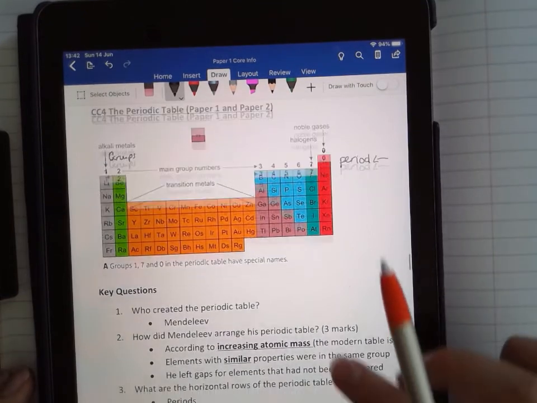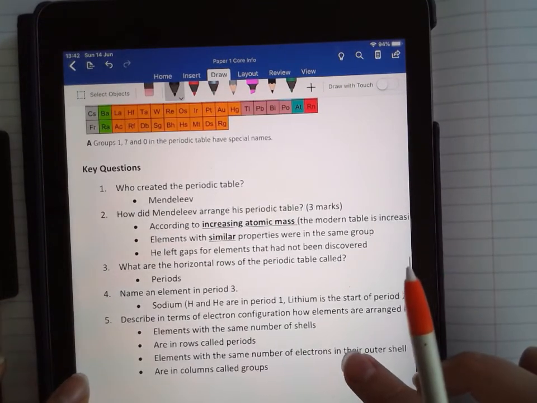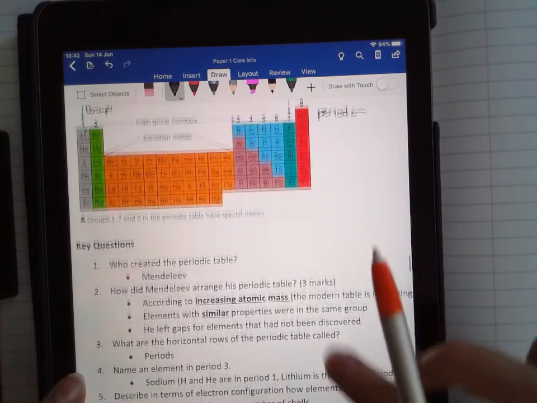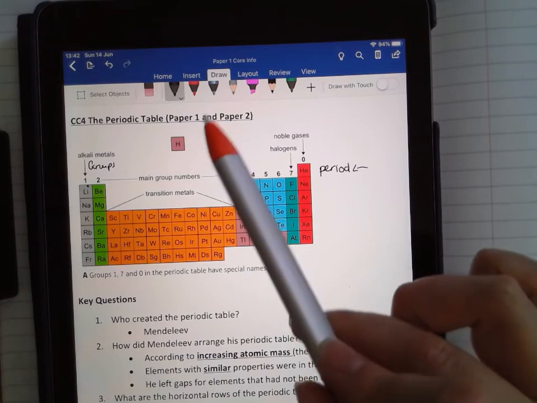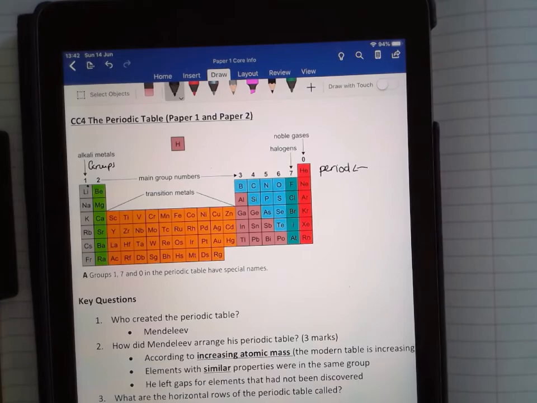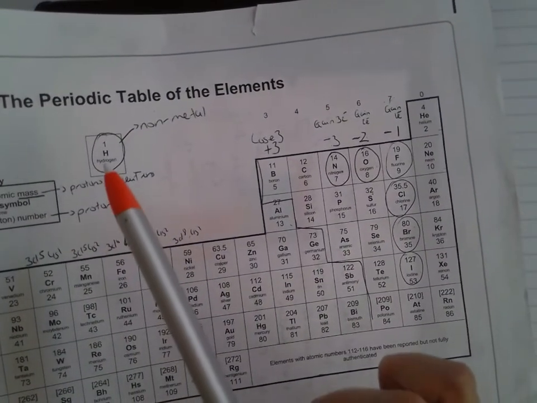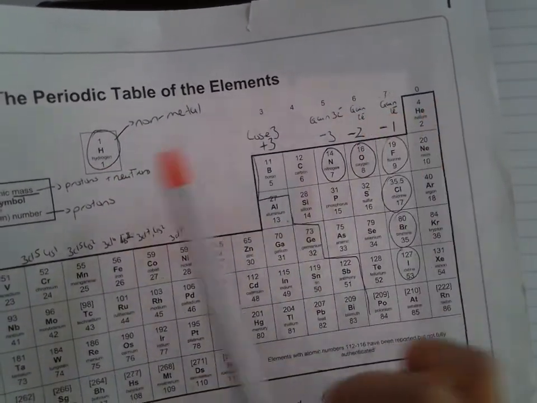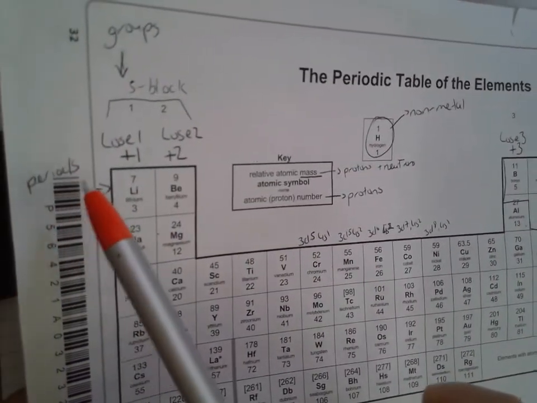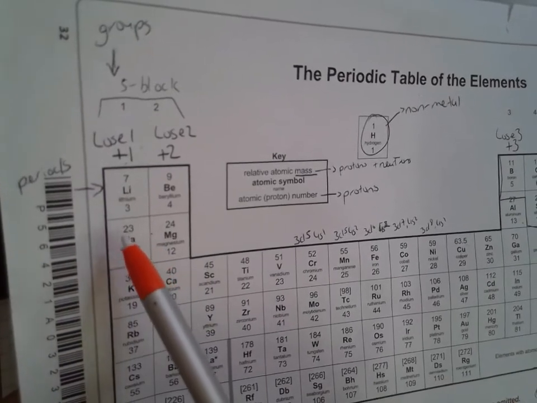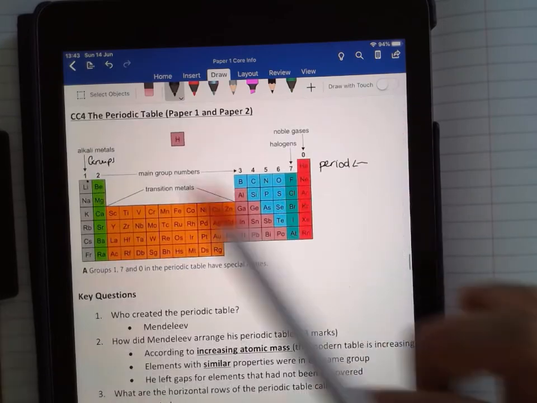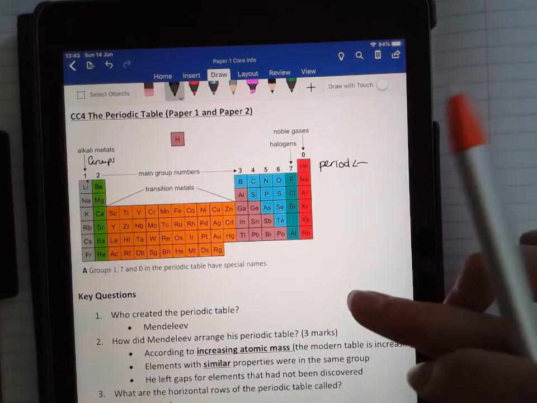All right. So I've given you some sample questions down here. Horizontal rows are called periods. Name an element in period 3. Period 1 is hydrogen and helium. That's a little bit harder to see on that periodic table, but on the one that you're going to be given, you can see hydrogen and helium are in row 1, and then row 2 starts with lithium. That's period 2, and then period 3 is down here starting with sodium. So when I asked for an element in period 3, I could pick sodium, magnesium, aluminium, any of those.